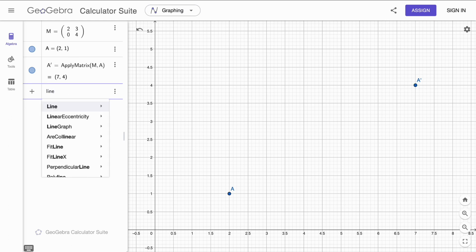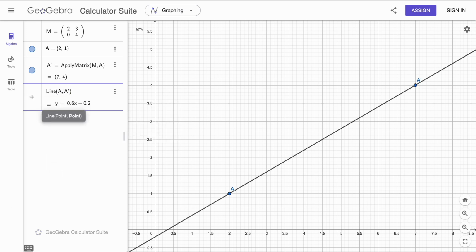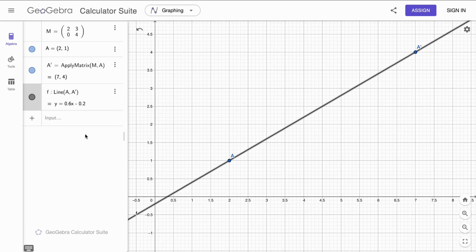Now let's draw a line between A and the point that you get. So it's A with an apostrophe after you multiply with the matrix. So you end up getting this line. Now I want you to notice that you have this negative 0.2, which is the y-intercept right here. So you can see it doesn't go through the origin, it goes through that point right there.